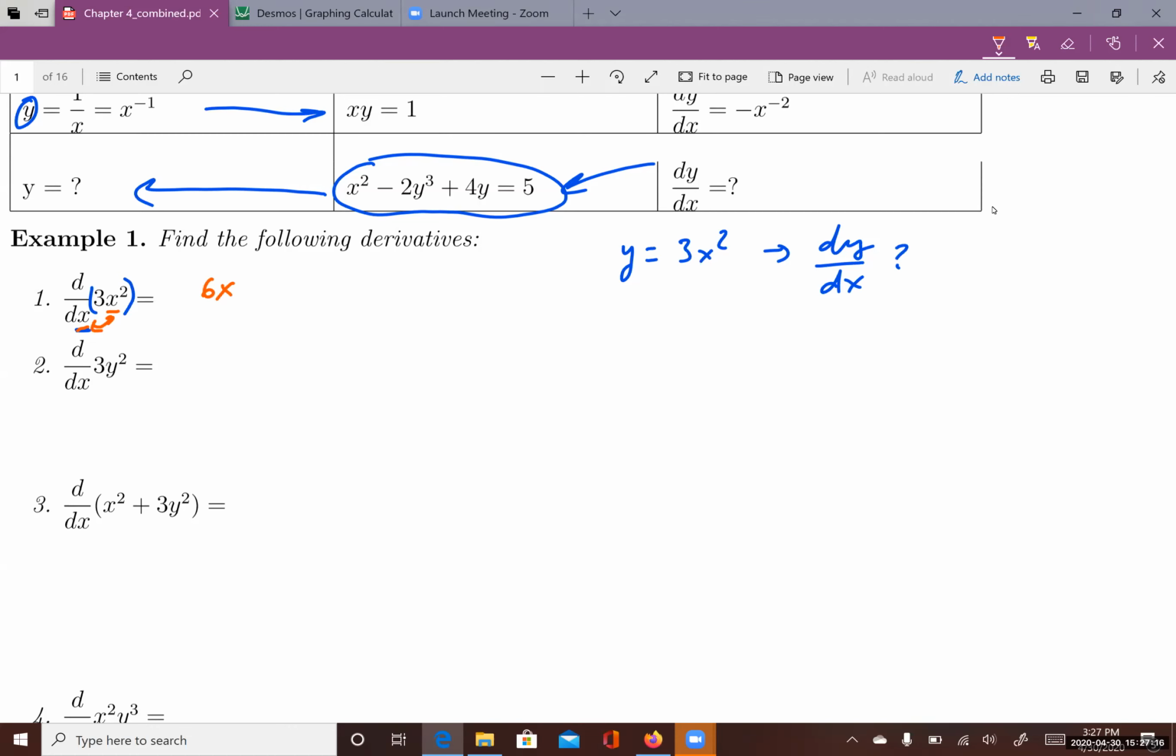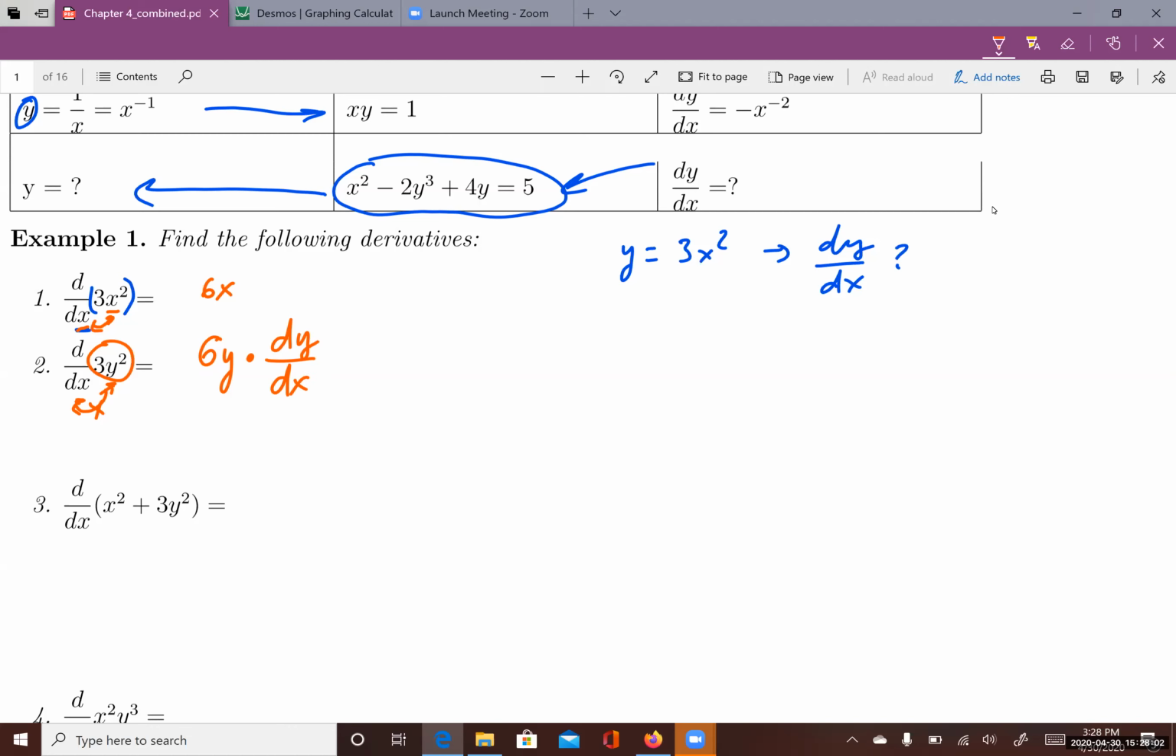Go to the next example. I want to find d over dx of 3y squared. Okay. Now at this time, x and y are not the same variable. The variables here do not agree with each other. How can we find these differentiations? So again, we still use a power rule, 6y, but then because the variables are not the same, that means we have to multiply by dy over dx.